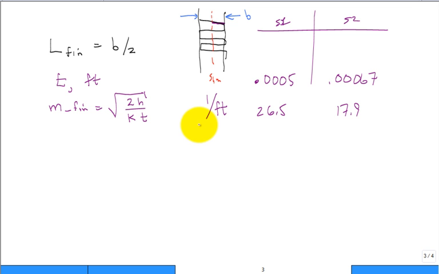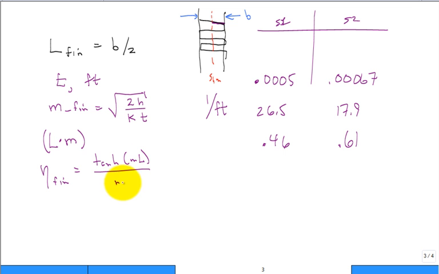What we do is we multiply the length of the fin times that m parameter. When we do that, we get 0.46 and 0.61. Now we can calculate the efficiency of the fin for each side, which is given by the hyperbolic tangent of mL divided by mL.